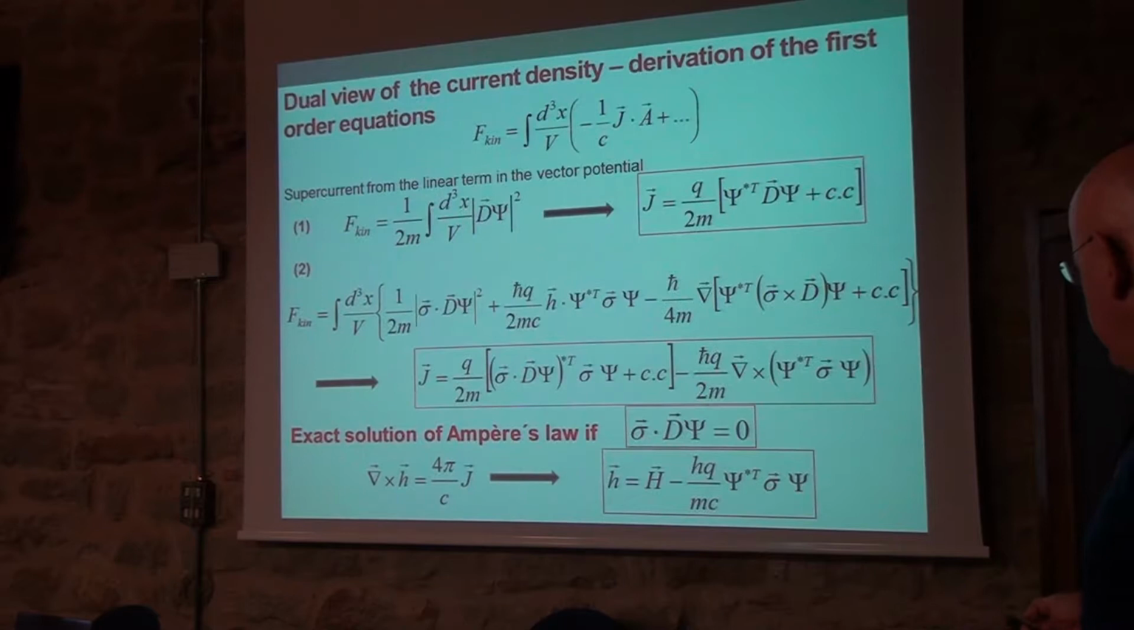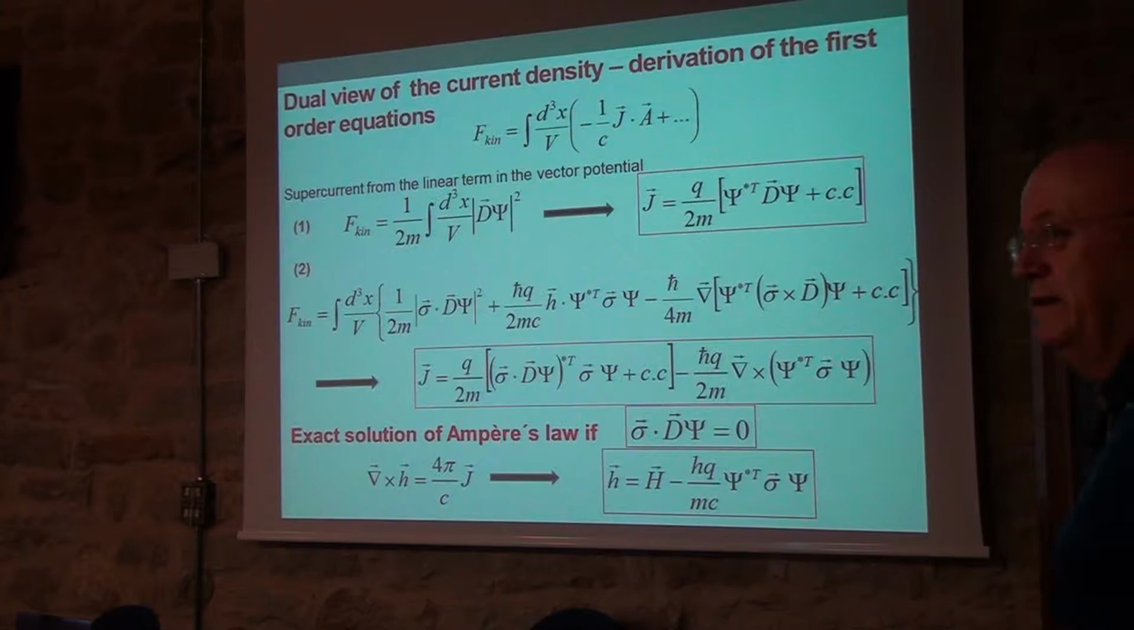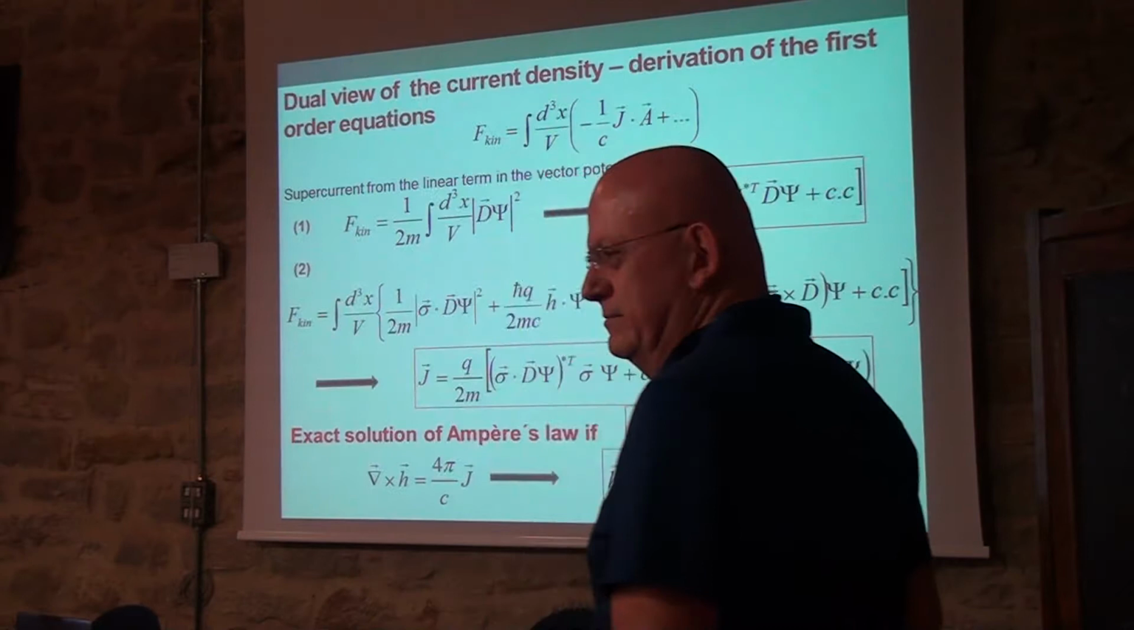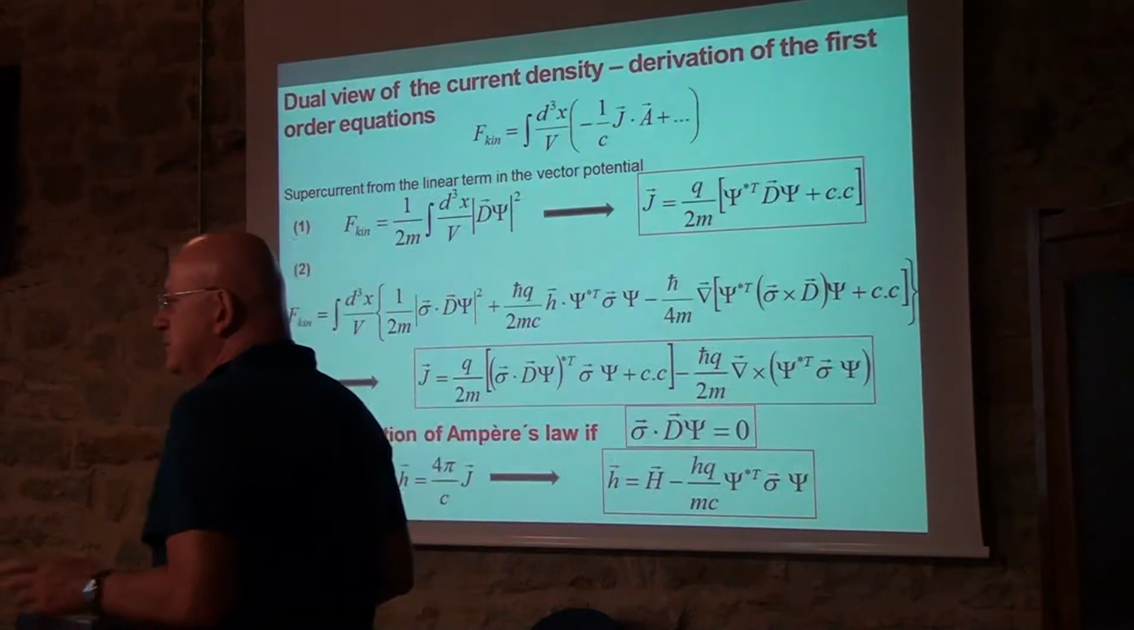Which means that if I take sigma dot D psi equal to zero, this term in the current disappears and the current becomes just the curl of this term. Then you can see that you immediately can solve for Ampere's law and find this solution here. So the first order equation grants you for free a solution of Ampere's law immediately.